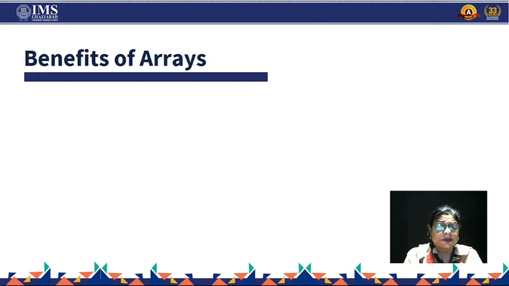Now, there must be some advantages of using arrays. Definitely, the advantage of using an array is that it can store similar types of elements. As I told you, if we declare an integer type array, all the values stored in the array will be of integer type. Now, suppose we wanted to store 10 students' marks. For storing 10 students' marks, we have to declare 10 variables.